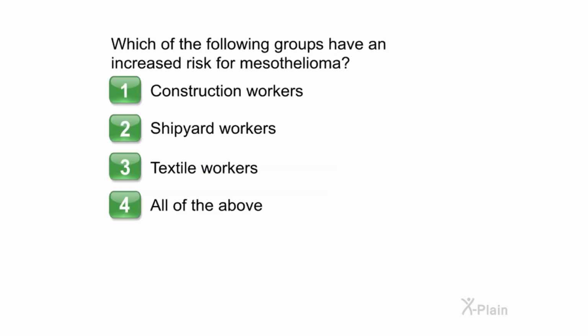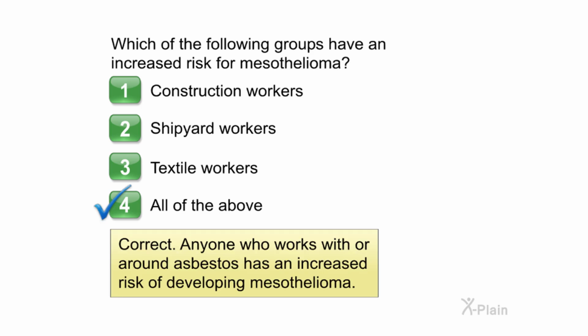Which of the following groups have an increased risk for mesothelioma? Choose one of the following options. 1. Construction workers. 2. Shipyard workers. 3. Textile workers. 4. All of the above. Correct. Anyone who works with or around asbestos has an increased risk of developing mesothelioma.